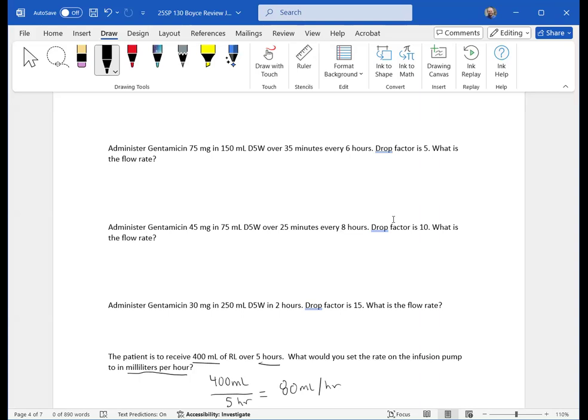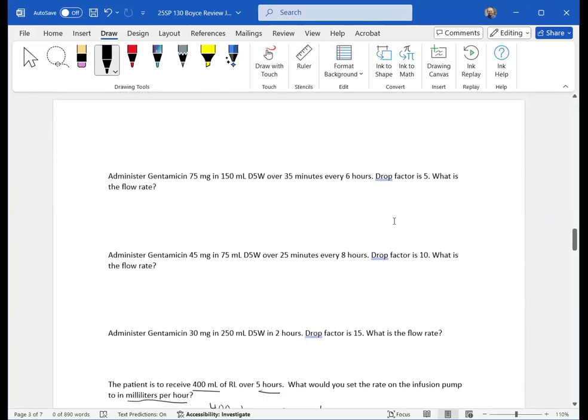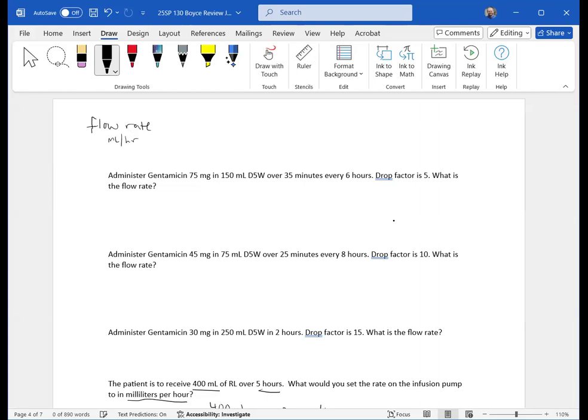These questions are a little more challenging because they have extra information that you don't need in order to solve them. When you are calculating the drop rate, you need two pieces of information. You need to know the flow rate, which is typically in ml per hour, but it could also be in ml per minute, depending on how it's written. A rate, remember, is just volume over time.